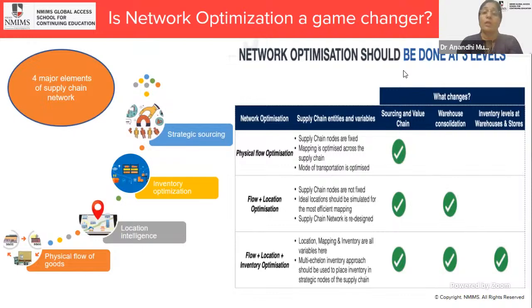Now having understood the network optimization is a crucial activity and the need of the hour, how can we do that? It can be done at three levels. One is the physical flow optimization. The other one is flow plus location optimization. And the third one is flow plus location plus inventory optimization. Going with any of these three methods, you can optimize. So supply chain nodes are fixed. To know these nodes are fixed, we need to go with the later slide where I will be clearly defining what are nodes and what are arcs.